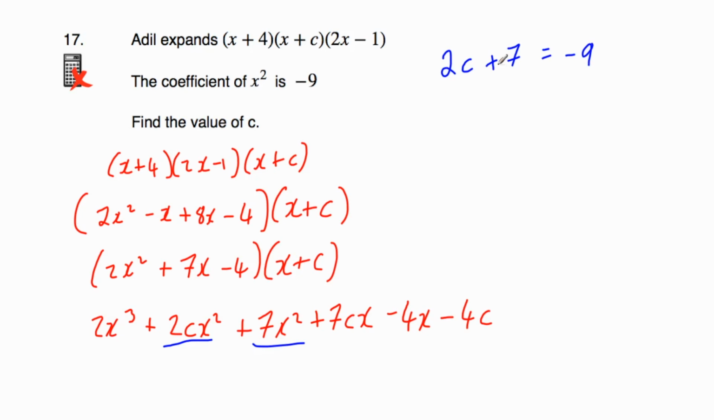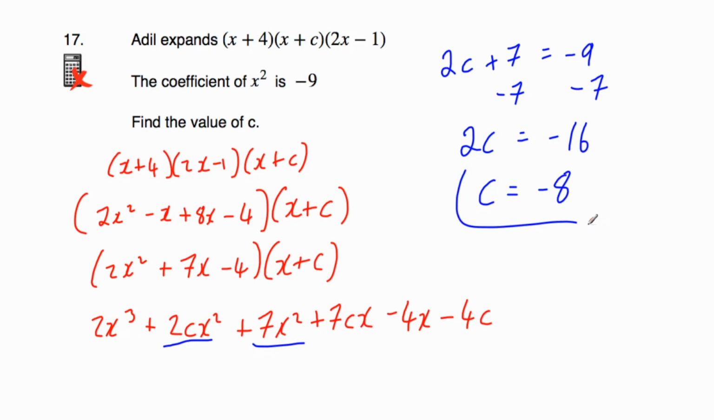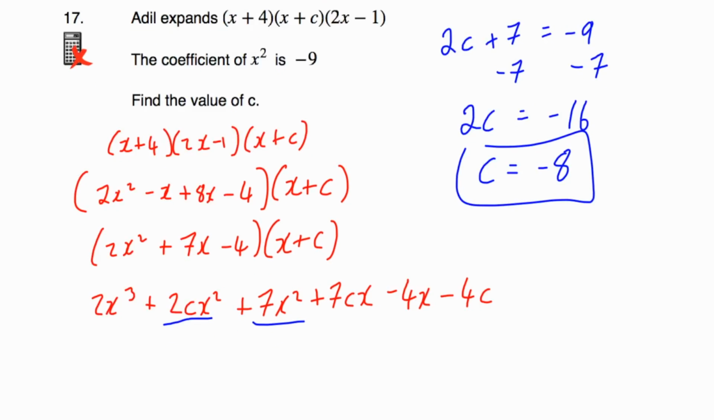Now if we solve this, let's take away 7 from both sides. So take away 7 and take away 7. So we're going to get that 2c is equal to, and minus 9 take away 7 will be minus 16, and divide by 2 and divide by 2, we're going to get c is equal to minus 8. So the value of c is negative 8. And that's it.